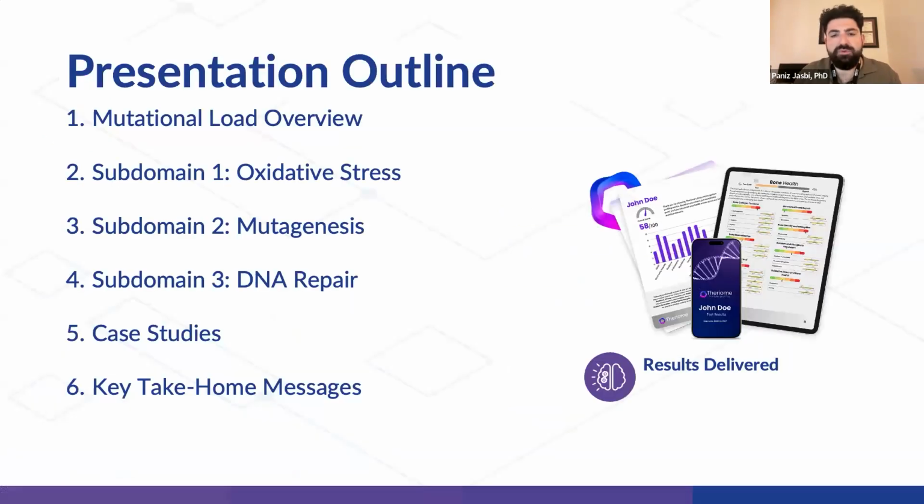First, a quick roadmap. We'll review the concept of mutational load, then dive into each of the three subdomains that drive this score. Those are, quantitatively, oxidative stress, mutagenesis, and DNA repair. I'll finish with three case vignettes to show how the numbers guide therapy and end with a key take-home message.